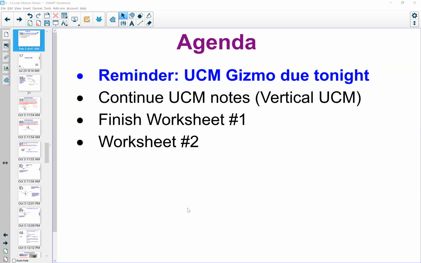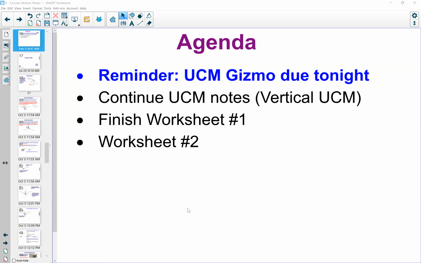So that is due tonight before midnight Pacific time. And then today we're going to continue with some notes on uniform circular motion. But like I mentioned last week, they're not really notes in the sense of giving you new vocab words or new equations. Basically, it's just looking at a new kind of problem, a vertical problem. When an object is moving in a vertical circle, what happens?